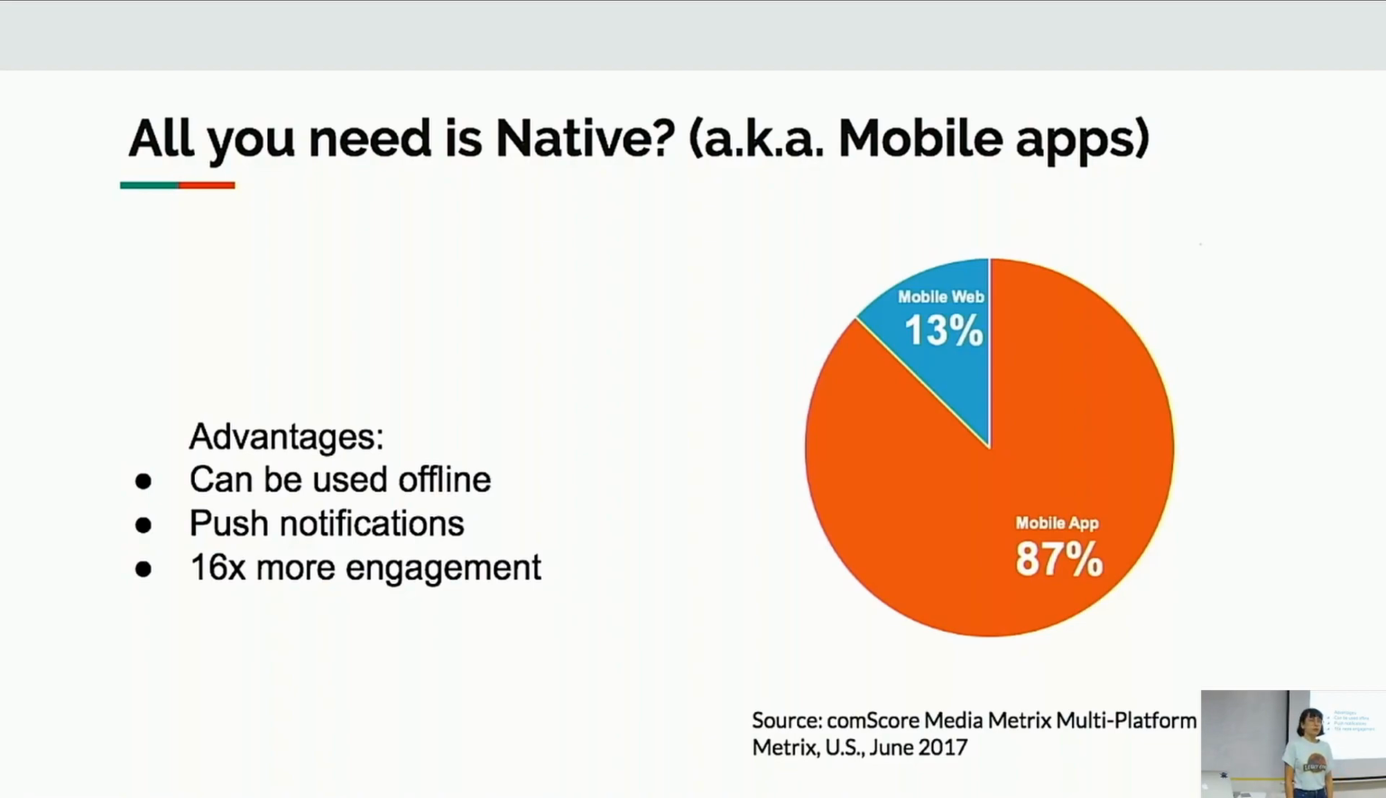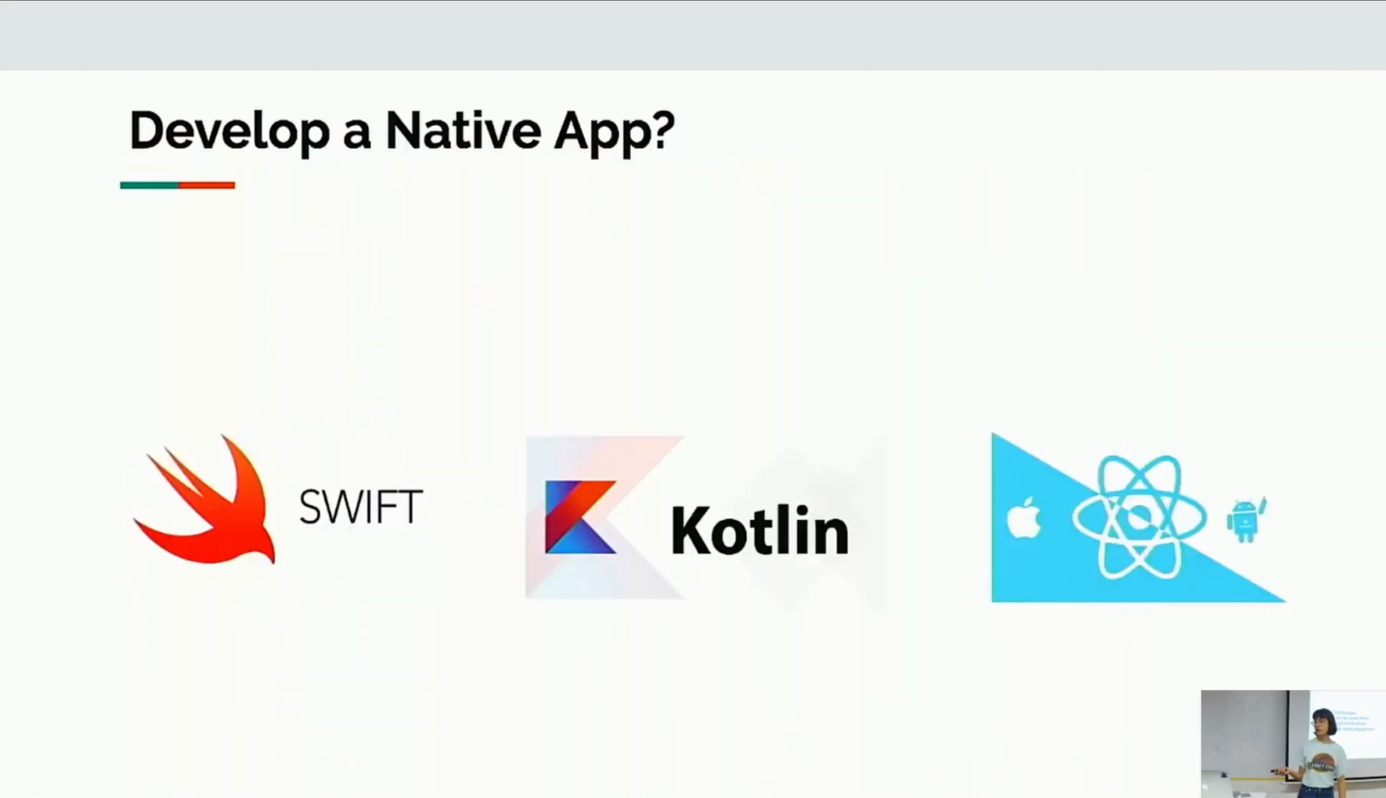The most popular answer is, well, okay, let's build a native application. Why not? And by native, I mean a mobile application that's on your mobile phone. And yeah, that might be the solution because they're pretty awesome. They are accessible offline. They have push notifications, which are great for re-engagement. And according to the latest statistics, they are 16 times more engageable than web applications. Okay, yeah, sure. Let's make a native application.